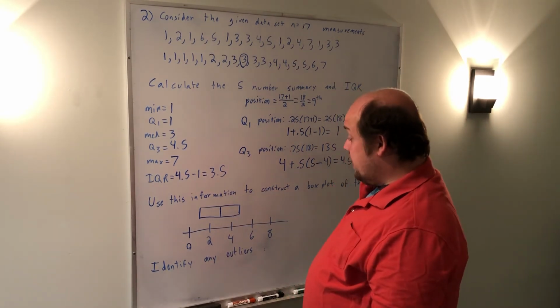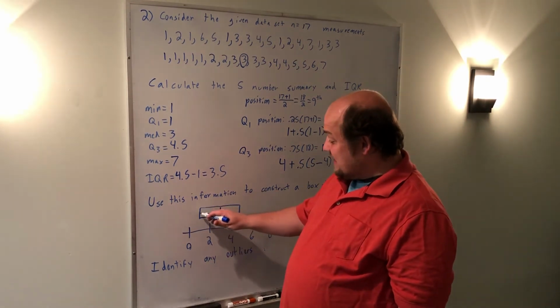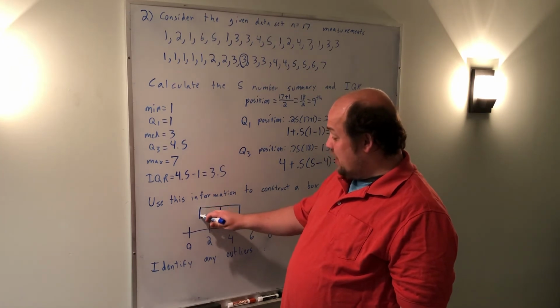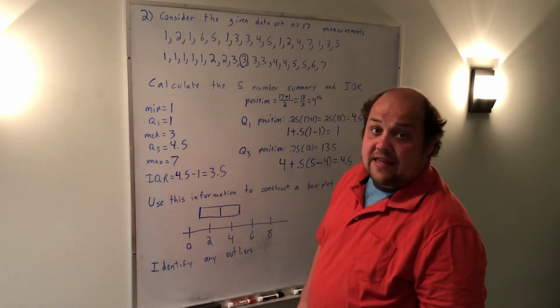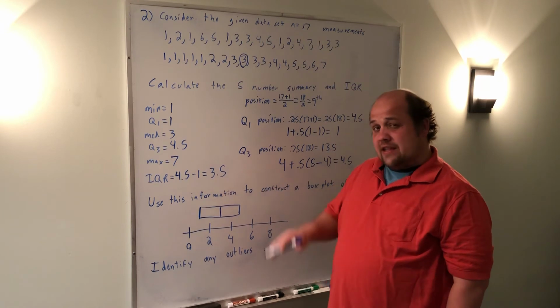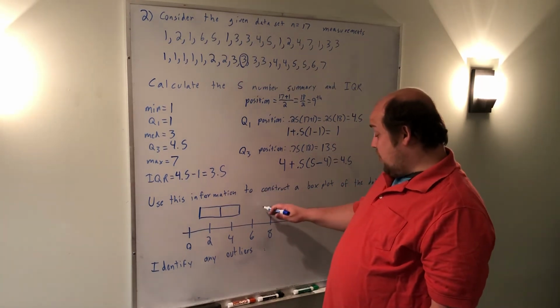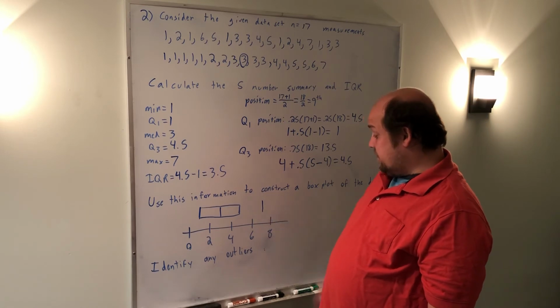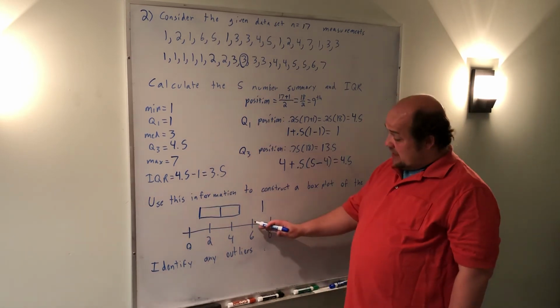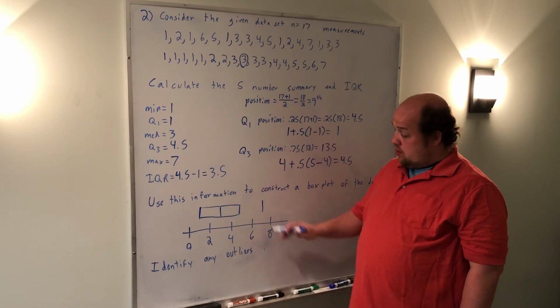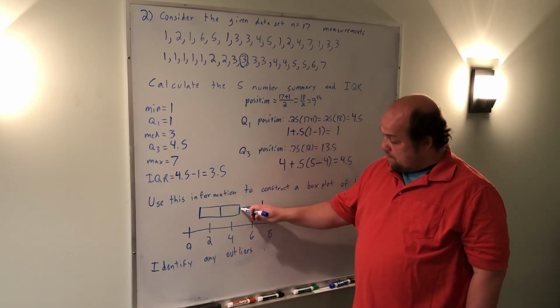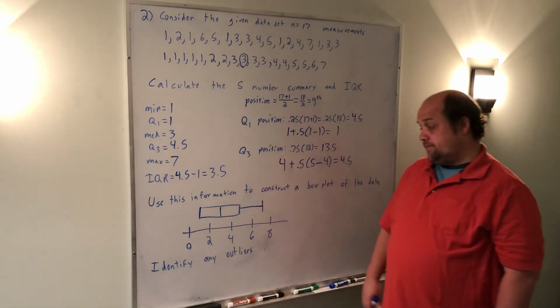I now want to put in the minimum. In this case, since the minimum is the same as Q1, I don't really need to draw anything new in. If I want to kind of darken that side of the box, that makes sense. But when I go to the maximum, I do have something new to put in. I have this line that's between 6 and 8 at 7. What I want to do is then connect that back to my box.